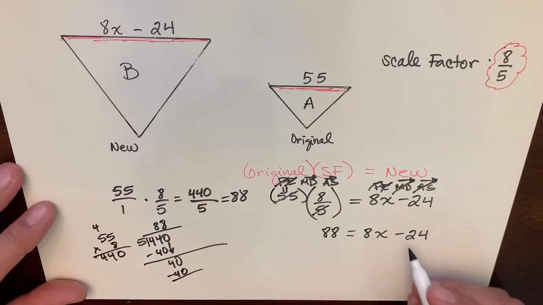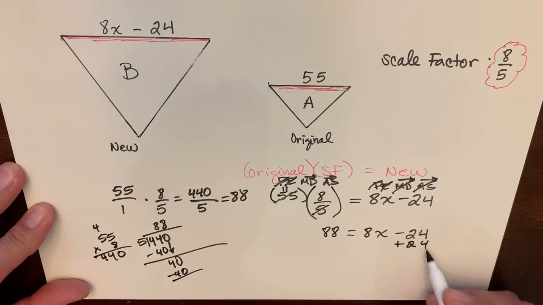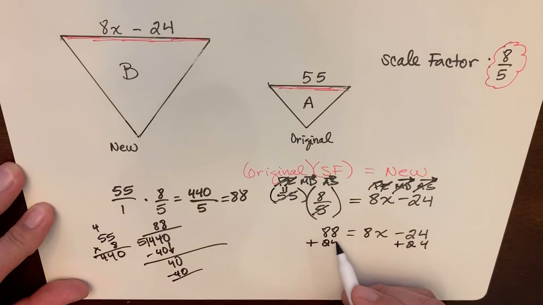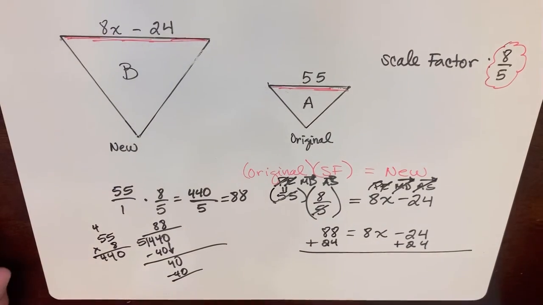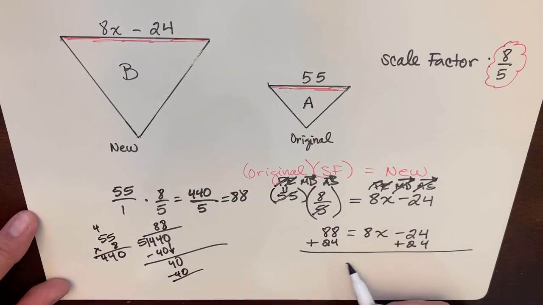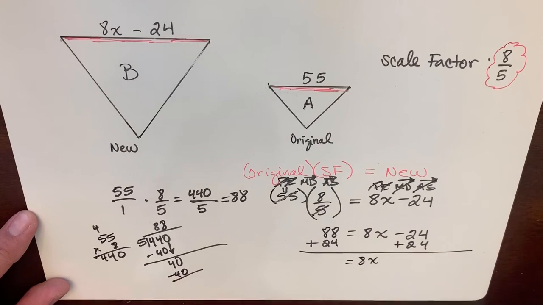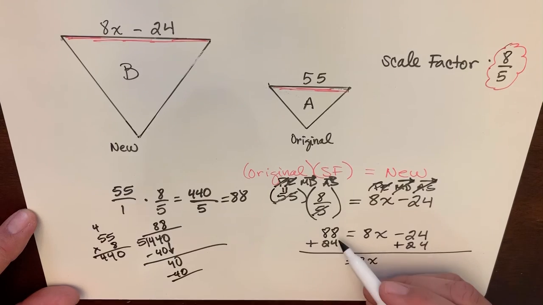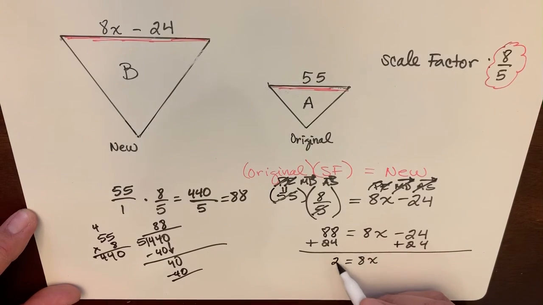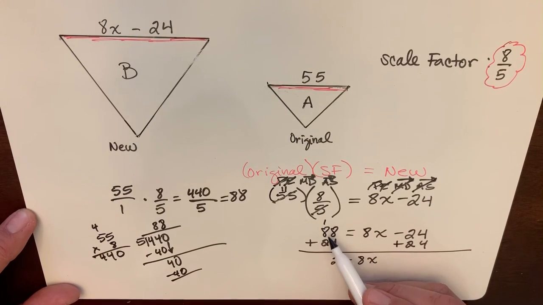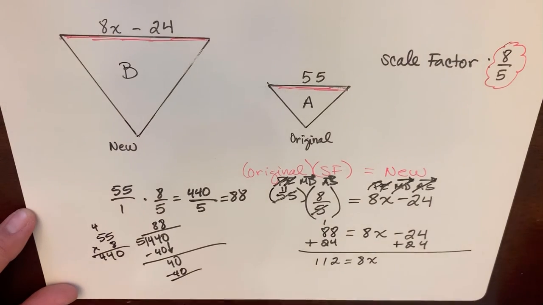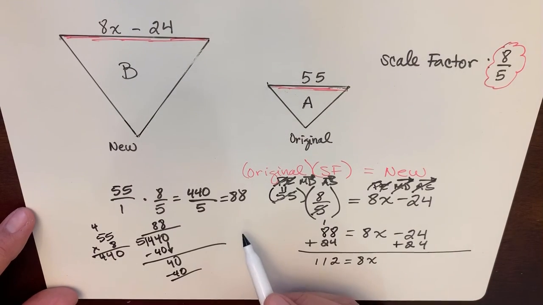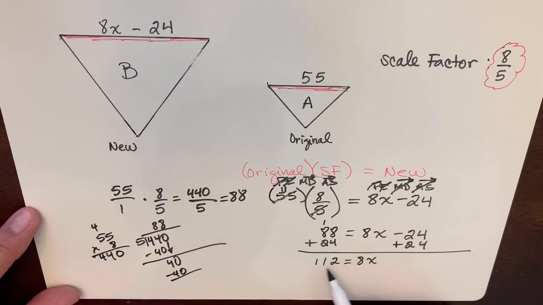Okay, at this point, we add 24 to both sides. And we should get 8x equals 88 plus 24. Let's see what we get here. 8 plus 4 is 12. Carry the 1. That's going to give me 11, right? So now we have 8x equals 112.